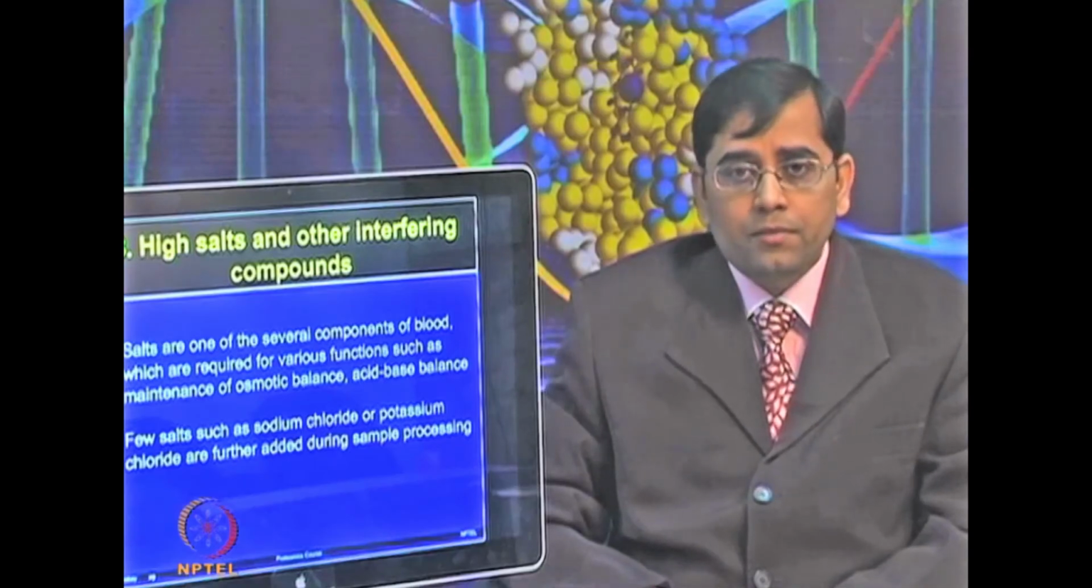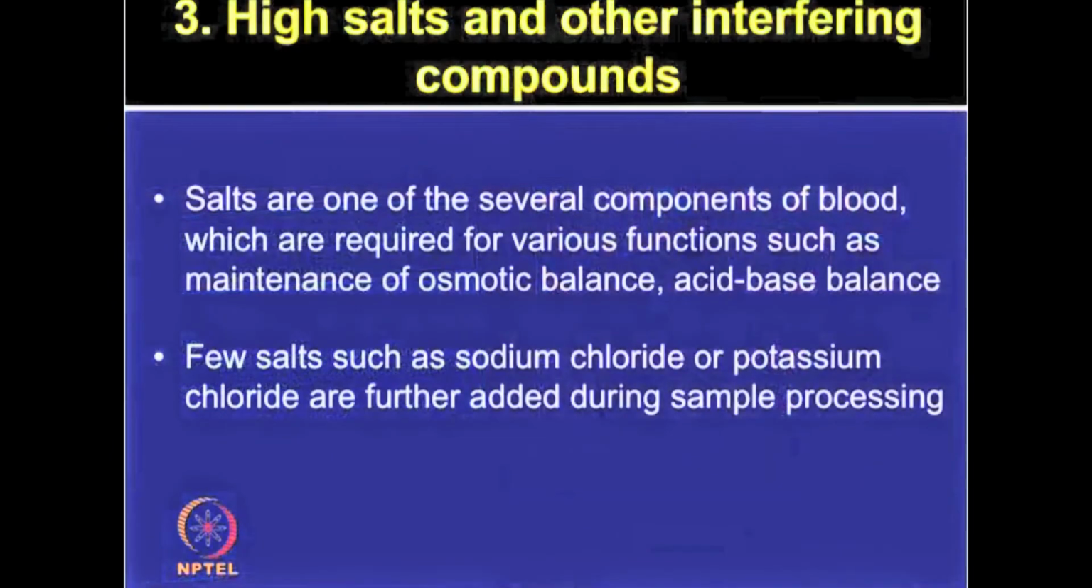The third point, the presence of high salt and other interfering compounds. As we have talked about different types of interfering compounds, you are now familiar that salt is one of the several components which could be very much interfering during your proteomic applications. Salts are present in the blood, and are required for various functions such as the maintenance of osmotic balance, acid base balance, etc.